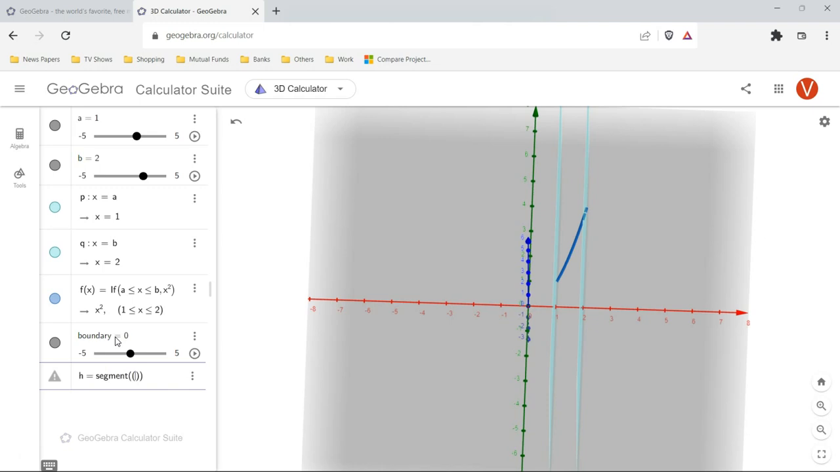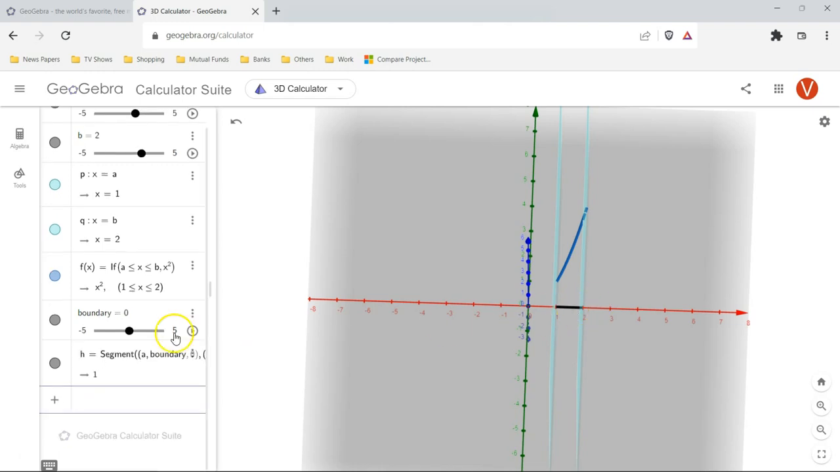Let's say for a segment we require 2 points. So a comma boundary comma 0, and the second point would be b comma boundary comma 0. So as of now the fourth boundary lies on the x-axis itself. No issues. Later on we'll see if we change it what happens. Now what is the next step?